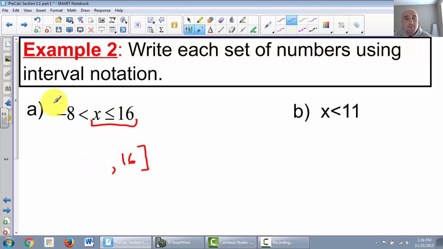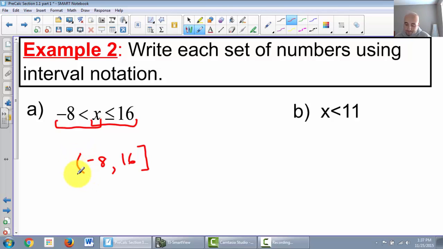I'm going to put a comma, and then my other number is -8. Now, what does it say on the other side of this? It says x is bigger than -8. It doesn't say bigger than or equal to. So I'm going to use a parenthesis because there's no equal to symbol. So this tells us that the numbers go from -8 to 16, but does not include -8.